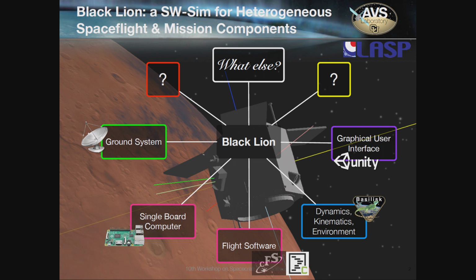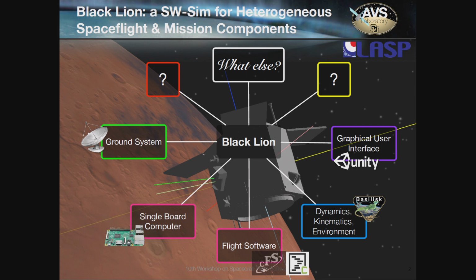So before anything else, let me explain this long title. In plain words, Black Lion is the communication architecture for what is known as a soft SIM. And this soft SIM is being built in order to support flat-sat testing of an interplanetary spacecraft mission in which LASP is participating.